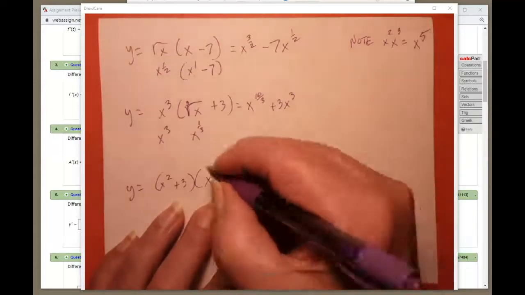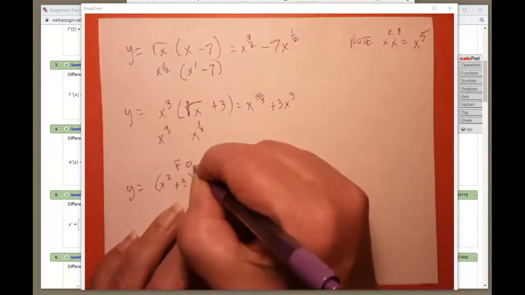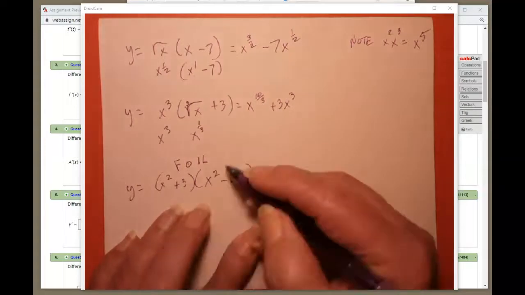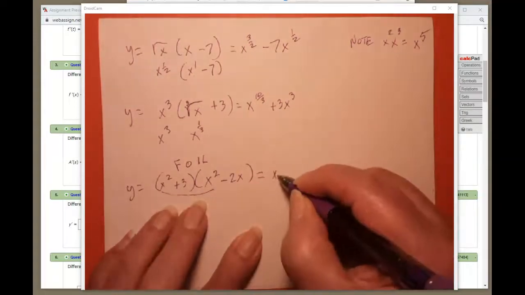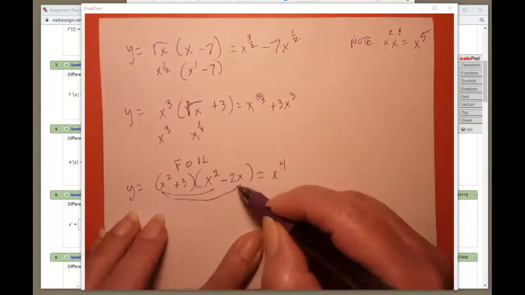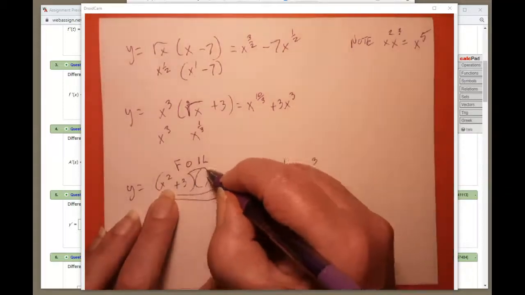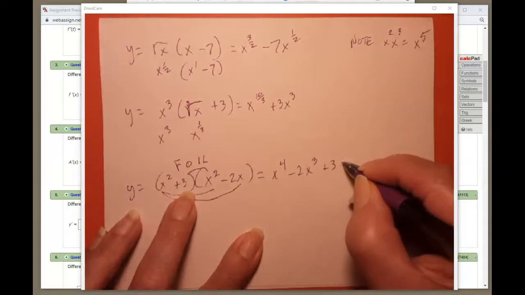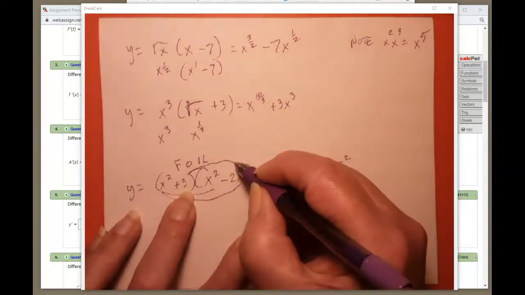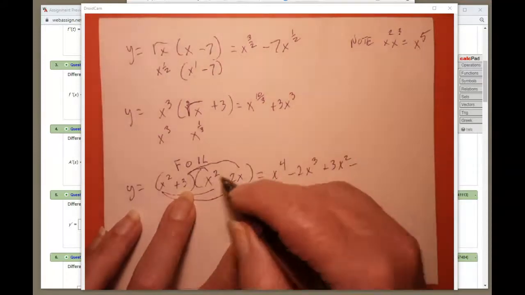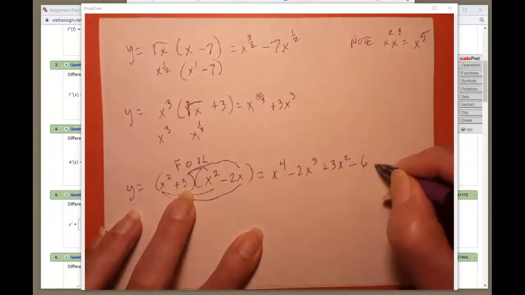I need to FOIL this out. Do you remember FOIL? First, outer, inner, last. First would be these two. That gives me x to the 4th. Outer would be these two. That gives me minus 2x cubed. Inner are these two. That's plus 3x squared. And last are minus 2 times 3, which gives me minus 6x.